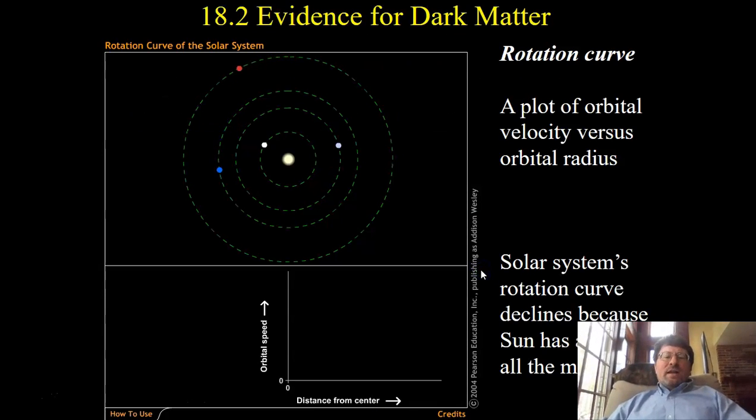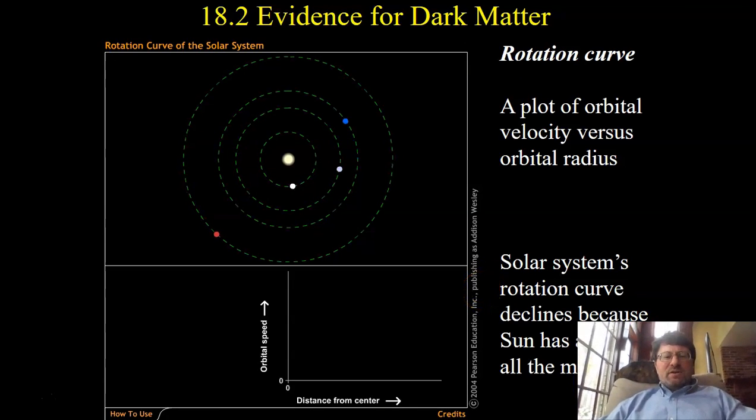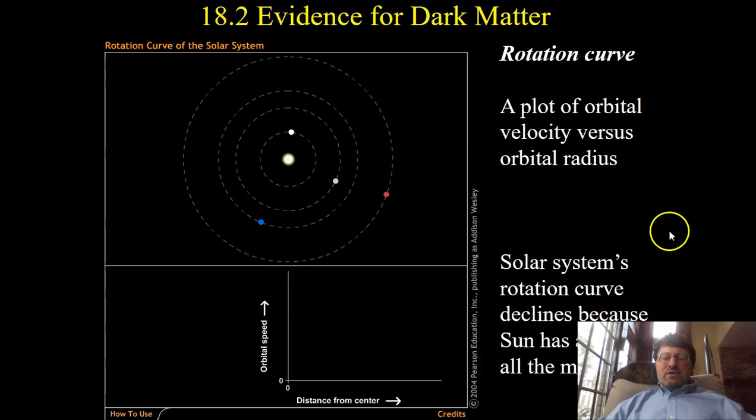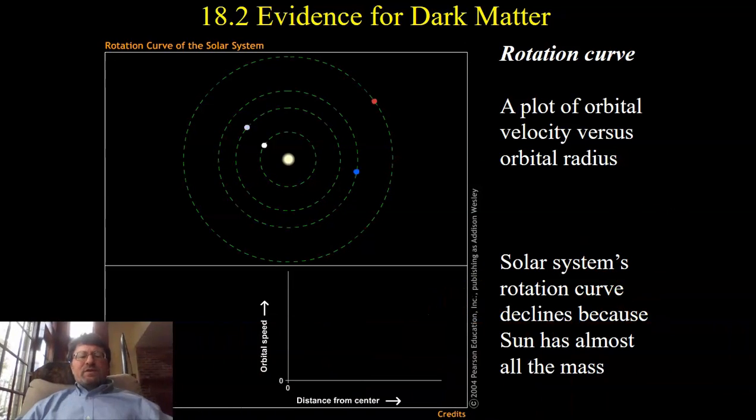All right, section 2. We'll spend the rest of today's period talking about the evidence for dark matter. And to do that, we're going to want to first understand what we mean when we talk about a rotation curve. A rotation curve is going to have orbital speed on the vertical axis and distance from the center on the horizontal axis. And so we'll take as an example our own solar system, which has the sun at the very center.